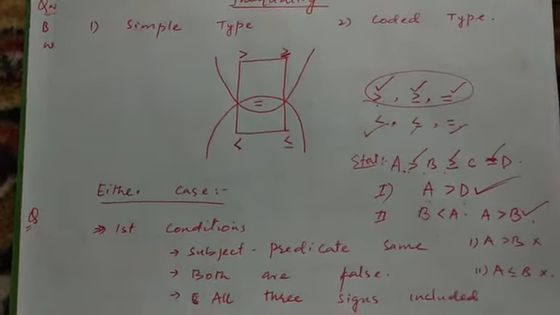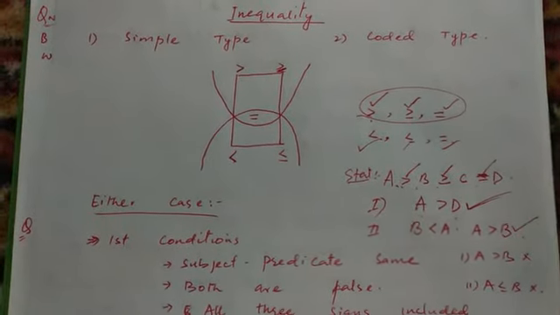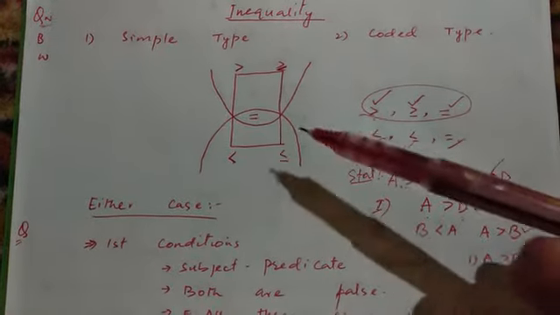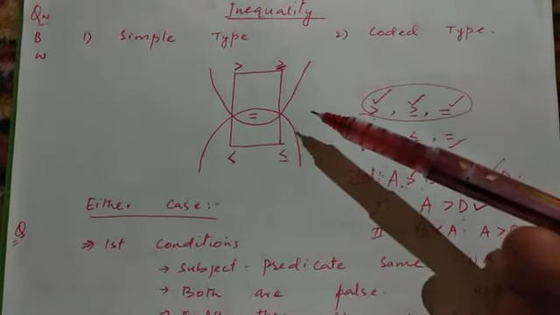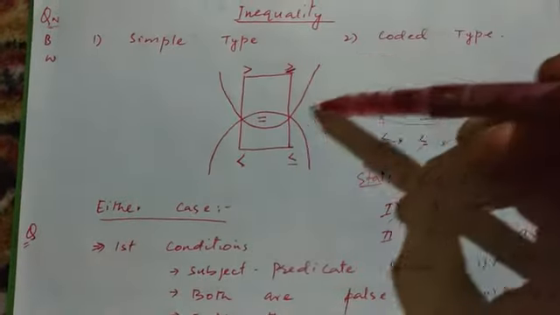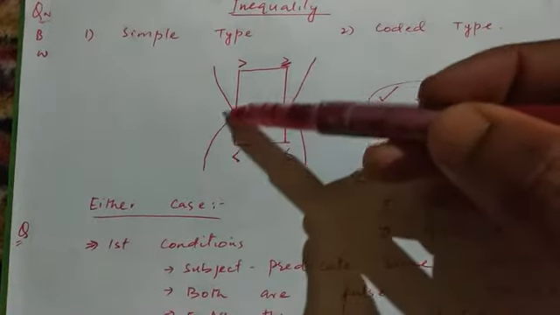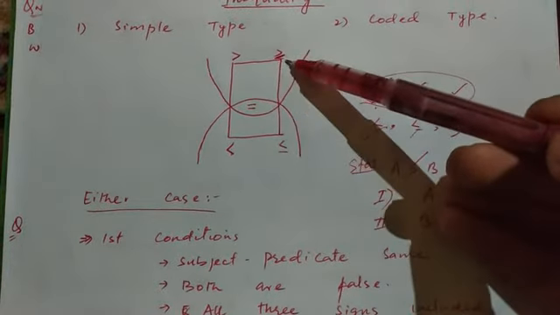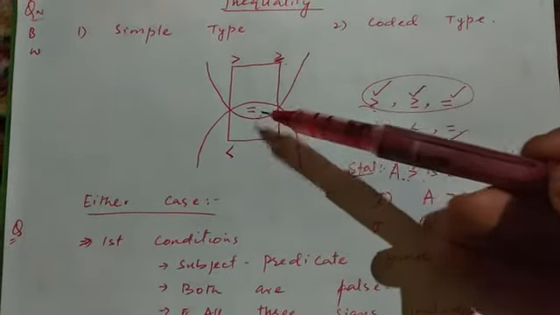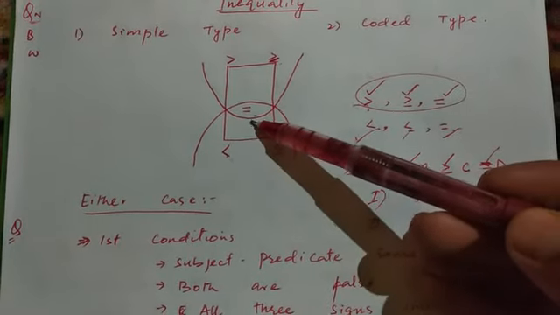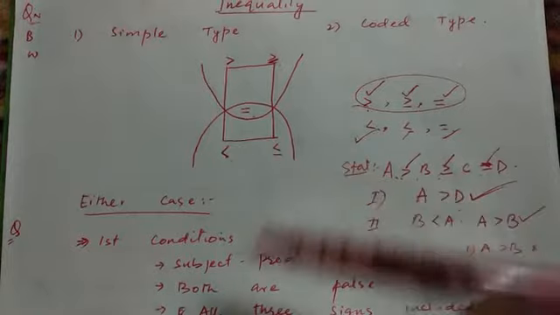So to solve the questions whether they are from the simple type or coded type, we have to remember one diagram, that is this. In this diagram we can see two families. One is this and next family is this. So in our first family we have greater than, greater than or equal to, and is equal to. And in our second family we have less than, less than or equal to, and is equal to.